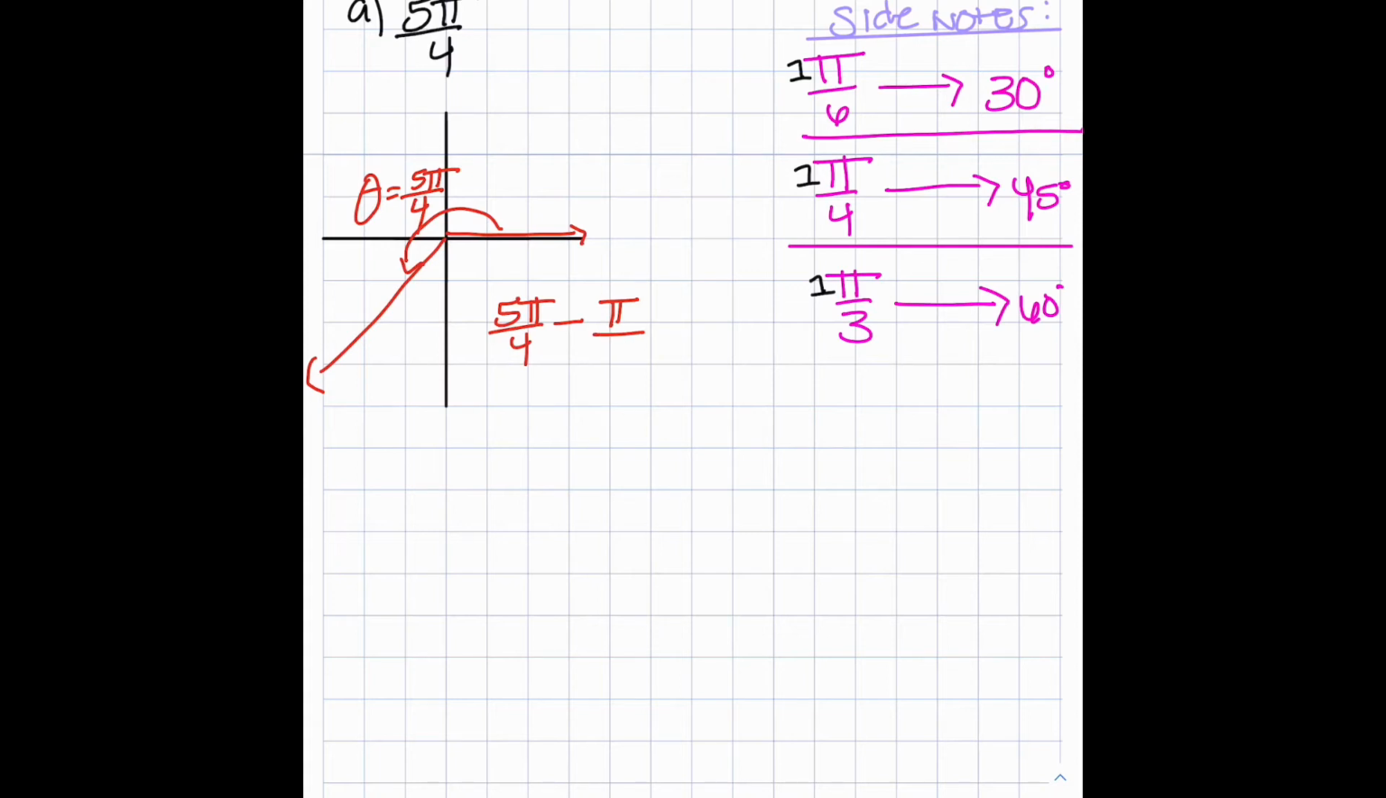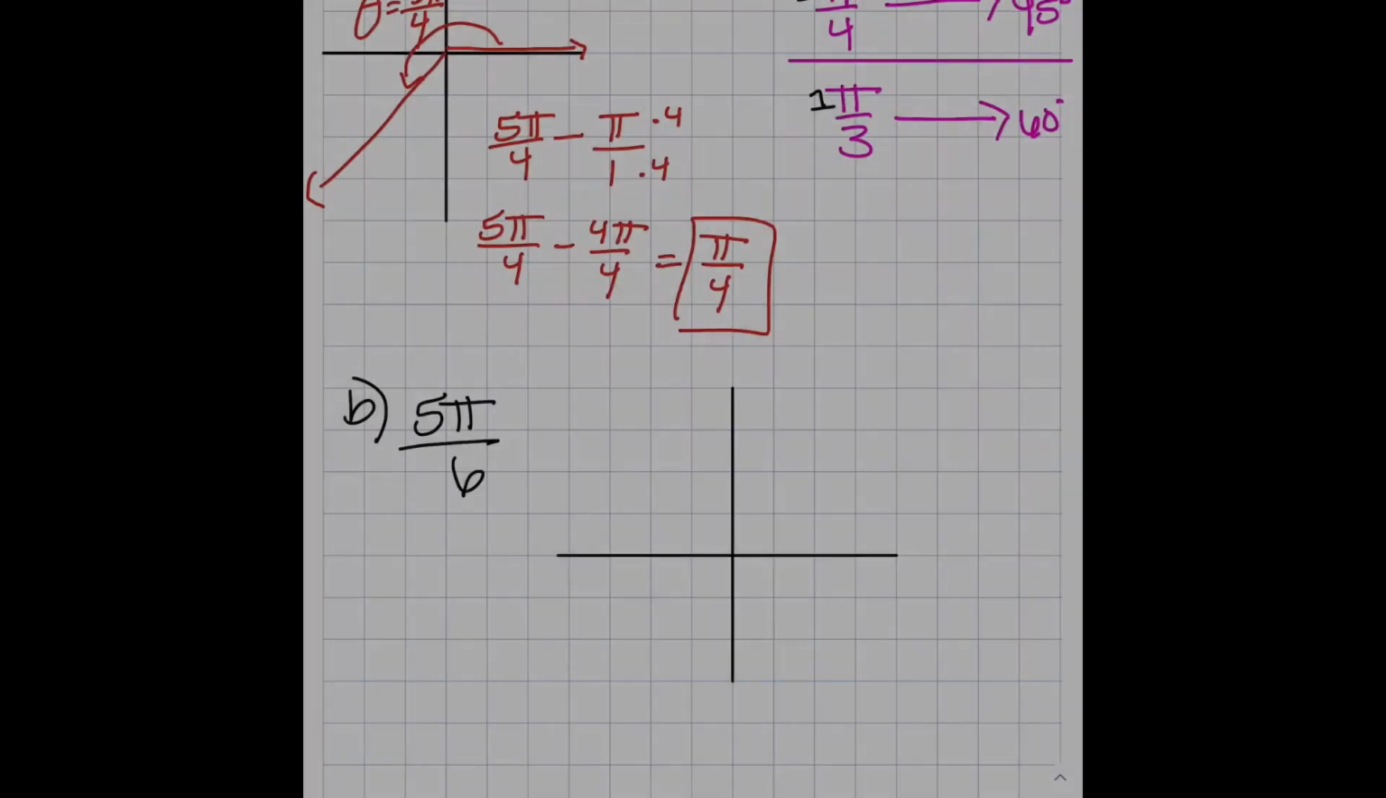And I know that I need to have a common denominator. So each item over here is going to be multiplied by 4. I end up with 4 pi over 4. Subtract 5 from 4. That's 1. So I end up with just pi over 4. That's my reference angle. Let's do another one.